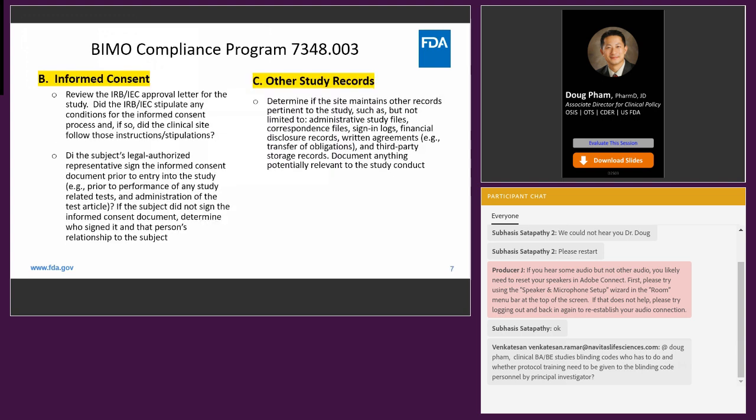Also in subject records, we are looking for documentation demonstrating appropriate and complete informed consents, as well as any nuances or conditions imposed by the IRB. We will also be on the lookout for other records that are important to the study, such as administrative files, correspondence files, financial agreements, and other things like transfer obligation agreements between two different parties.